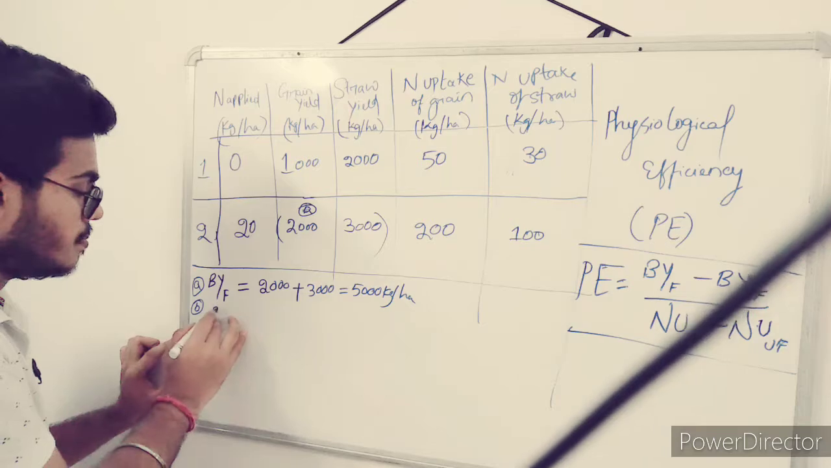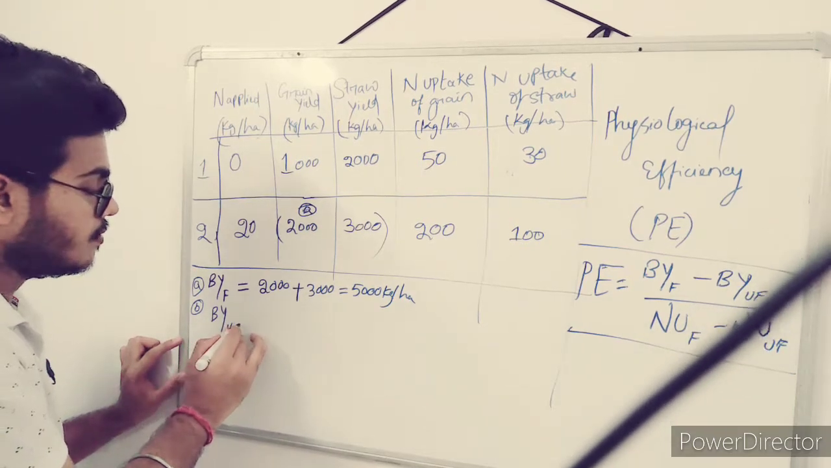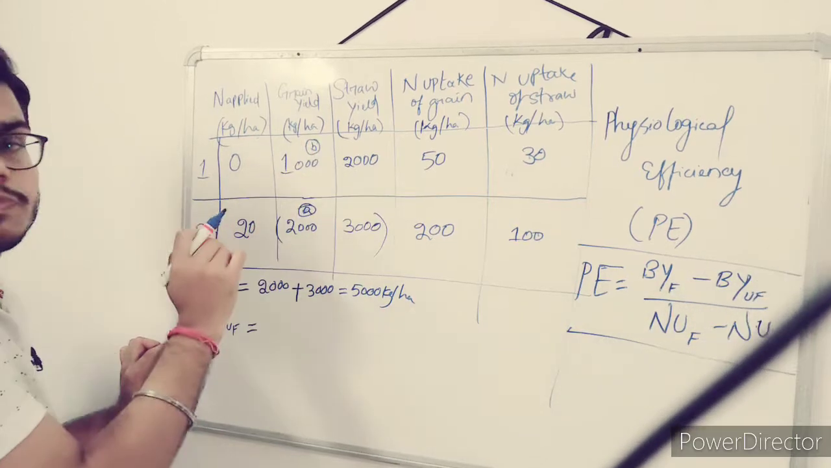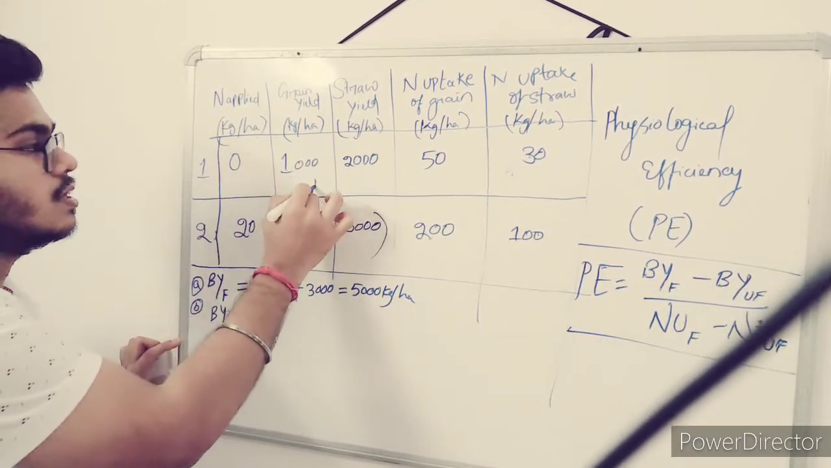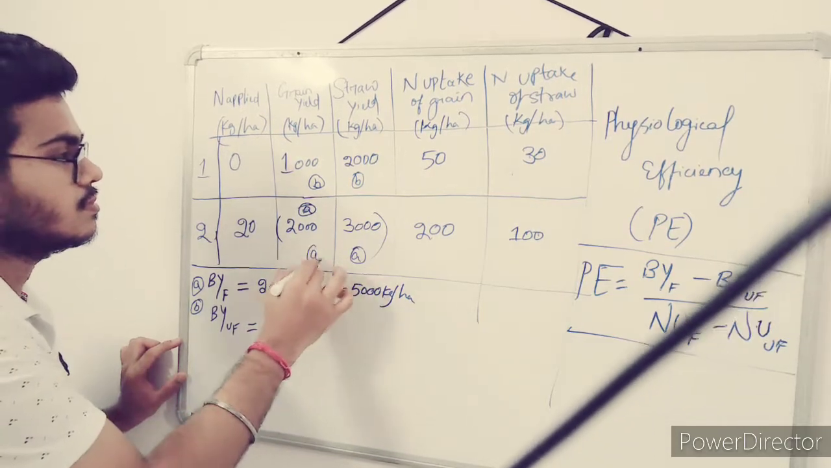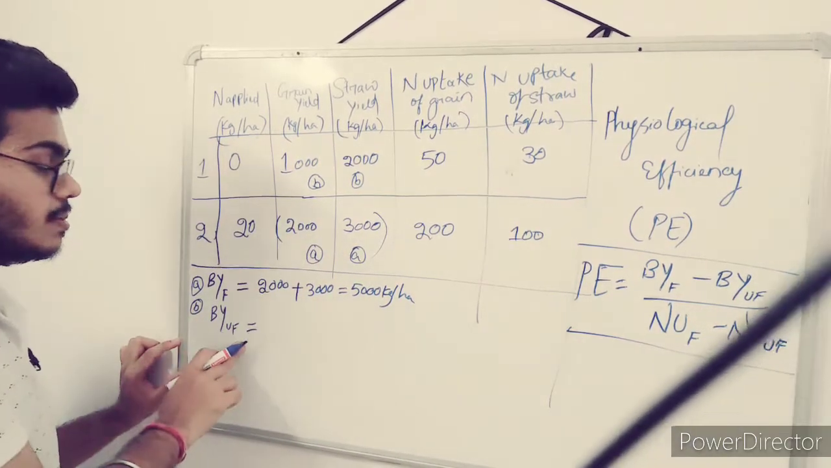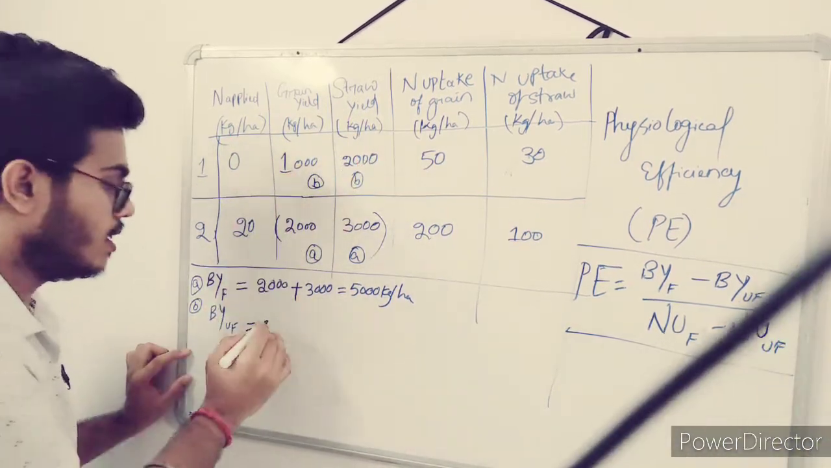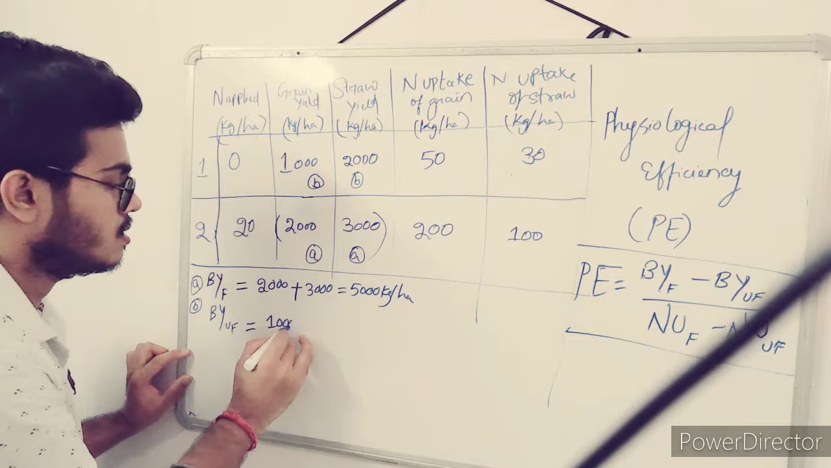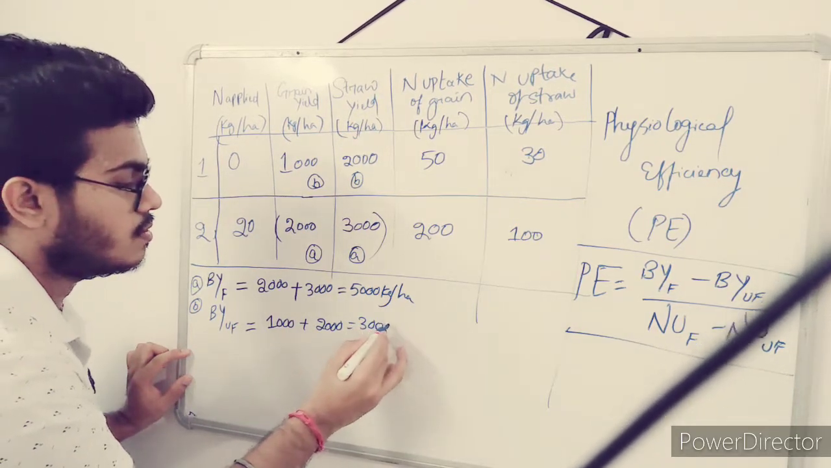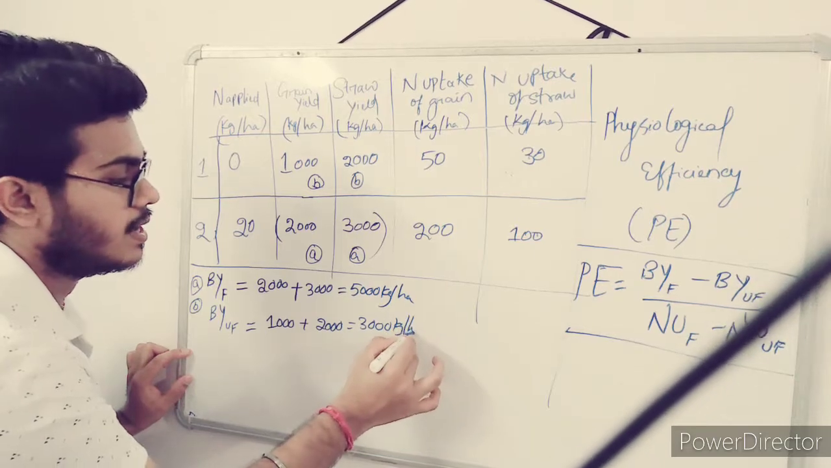Now we have to calculate the biological yield of the unfertilized plot. So this is our unfertilized plot. How can we calculate the biological yield of the unfertilized plot? It is grain yield plus straw yield, like 1000 plus 2000 is equal to 3000 kgs per hectare.